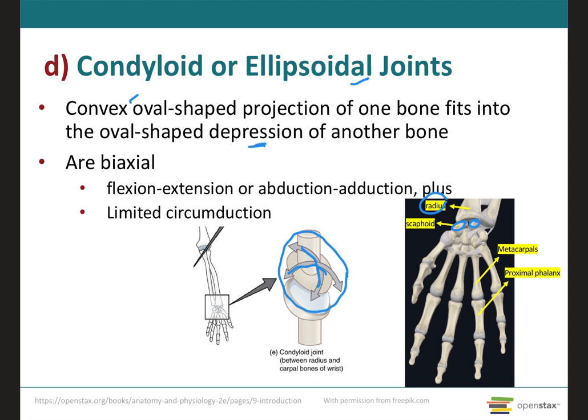Another example is your metacarpophalangeal joints right over here, which is the joint between the metacarpal and the proximal phalanx. It can also be with regards to the tarsals on the foot. So it would be your metatarsals with your proximal phalanx as well of the foot.